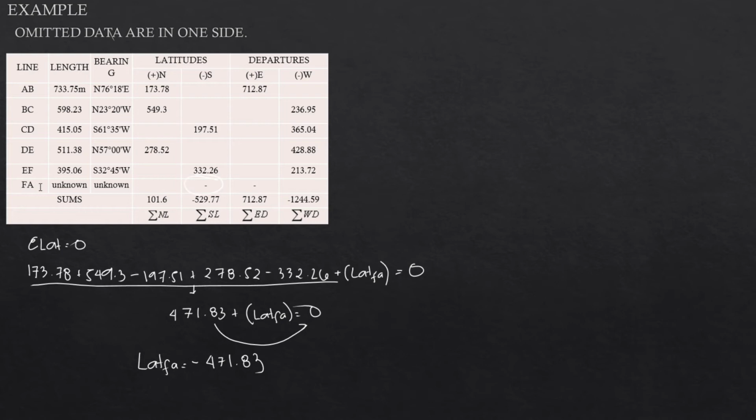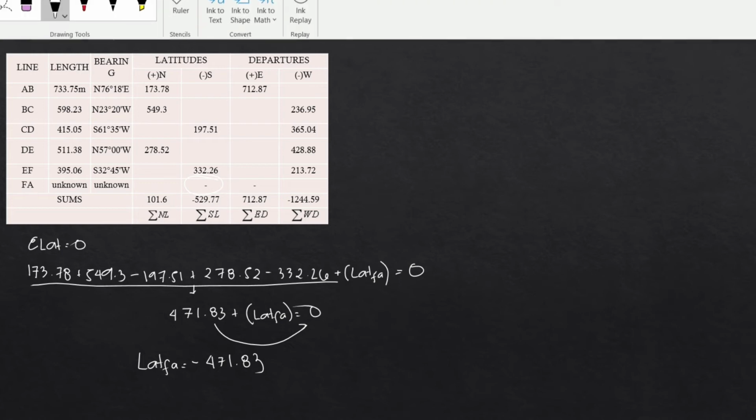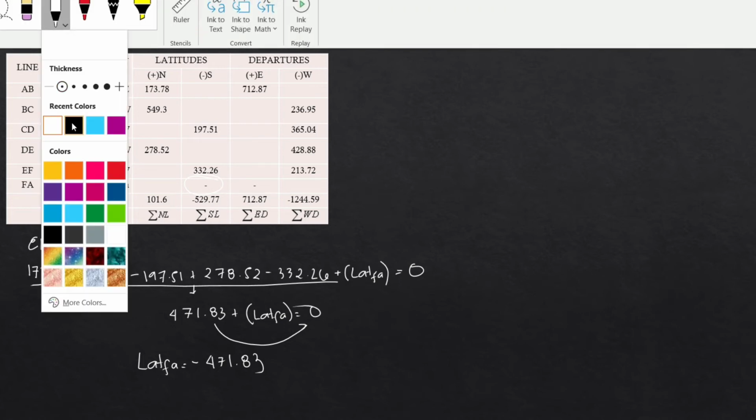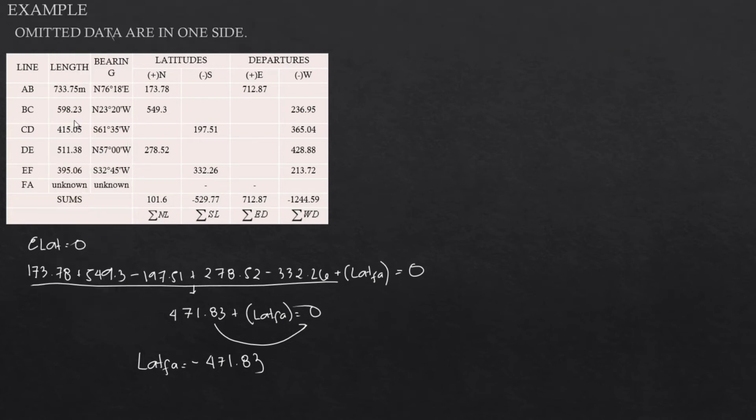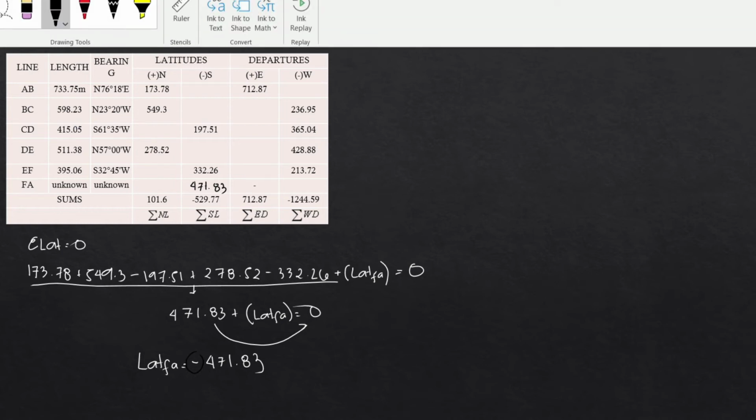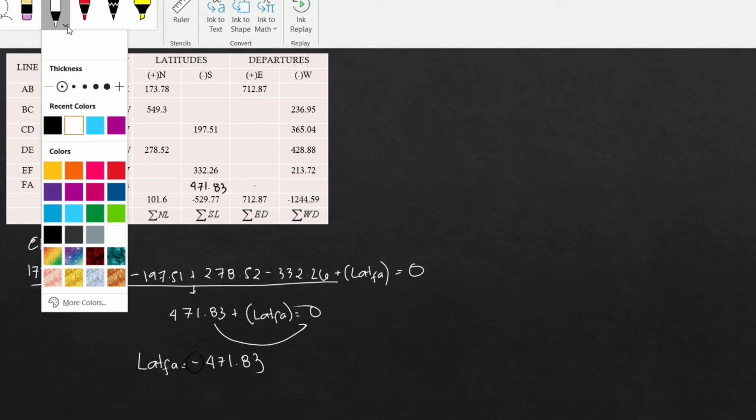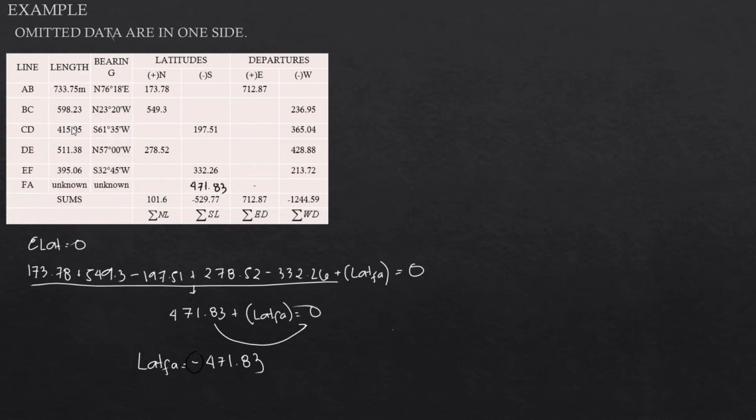So, nandito. Okay, so magiging value nito is 471.83. Ayan. So, nasa south kasi negative. Okay. Then next, yung departure. Ganun din. Summation ng departure is equal to 0.